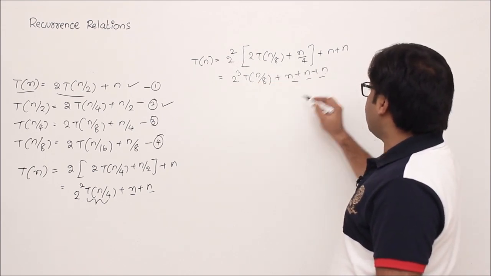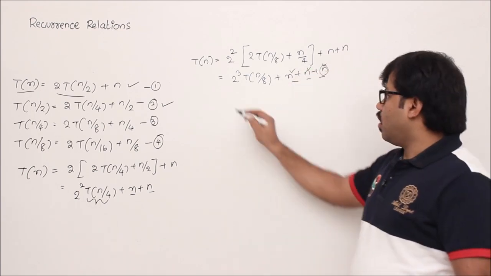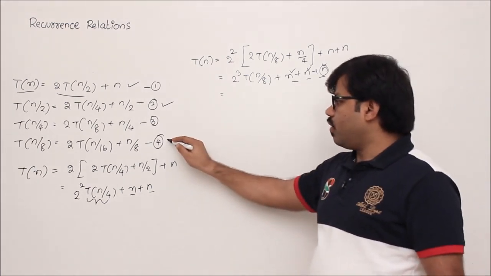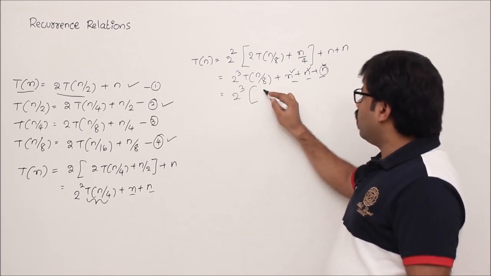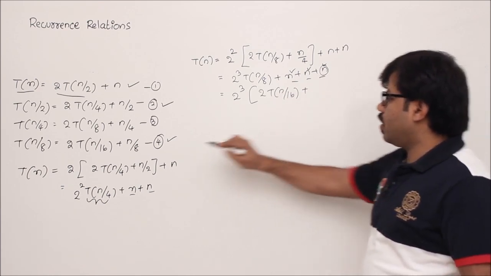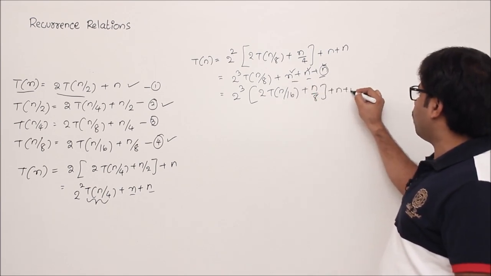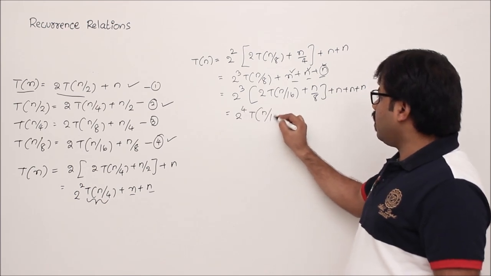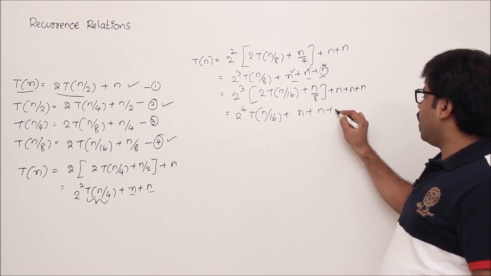So slowly you can realize that every time we are getting one n, correct? Now this will become 2 cube into T of n by 8 plus n plus n plus n. Now we have not substituted T of n by 8. Let's do that. 2 cube into T of n by 8 is 2 into T of n by 16, plus n by 8, plus the remaining n plus n plus n. So this would become 2 power 4 into T of n by 16 plus 8 into n by 8, which is n, plus n plus n plus n.